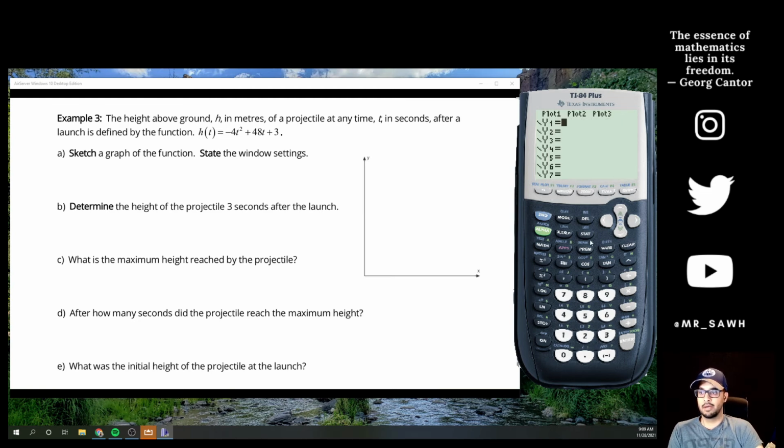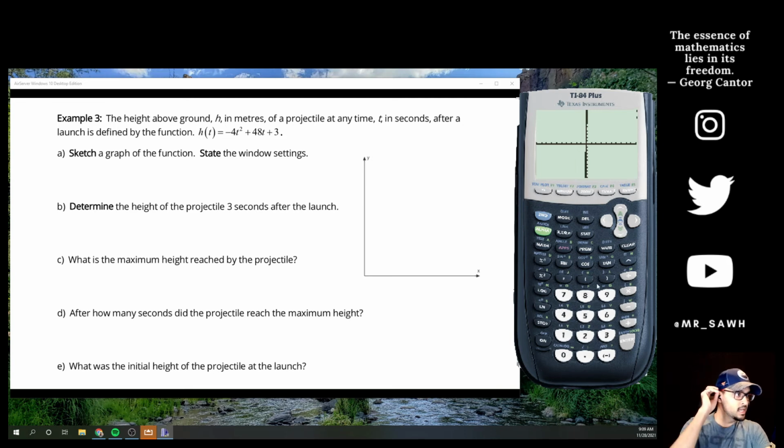So we can take our equation out. We'll graph our other equation in here. So negative 4x squared plus 48x plus 3. And let's make our window back to normal. So zoom 6, we'll reset this. And here's what I see. That's a problem. Right, I only see where this goes up.